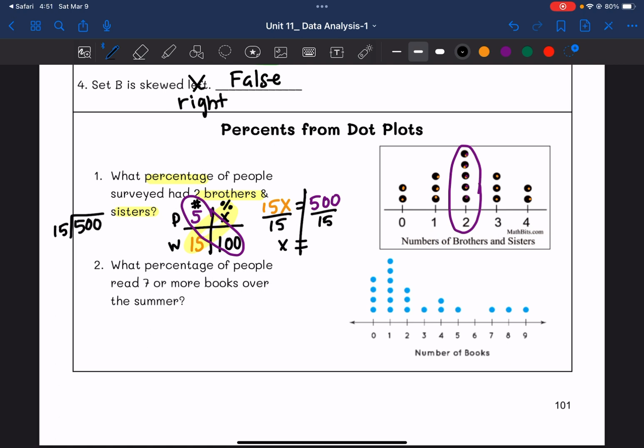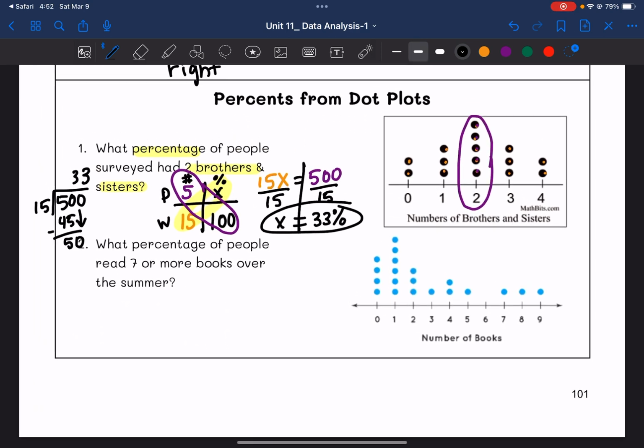I know that 15 times 3 is going to be 45. Subtract that, I get 5 again. Bring down the 0, I get 50, so that'll be 33. I'm going to stop there because it's going to keep repeating. So I'm going to write 33%. This is my answer. This is basically cross multiplying, setting up an equation and solving for x. Now I'm going to show you on number 2 the 2 ways that we can solve this.